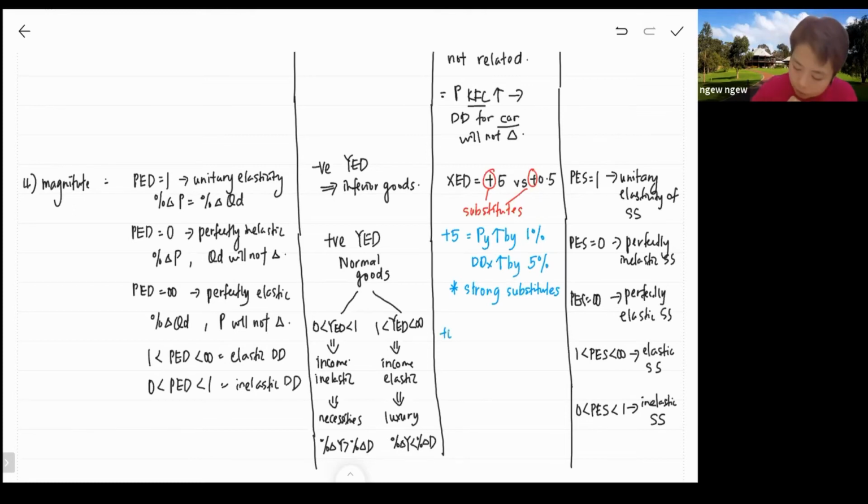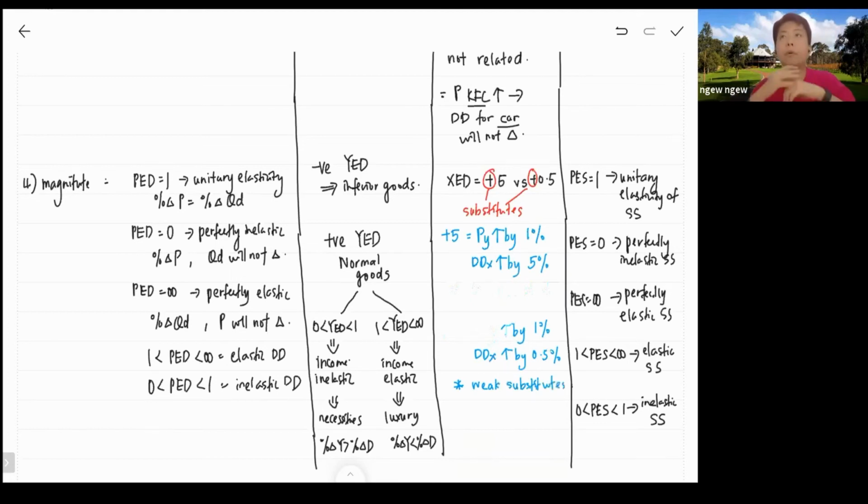Then when it is positive 0.5, based on this, price of Y increased by 1%, demand for X will rise by only 0.5%. So it shows that they are weak substitutes. For example, Rolls-Royce and Honda, they are targeted at different groups of users. Therefore, even when the price of Honda drops by 10% or whatever, demand for Rolls-Royce might not be affected much because they are considered very weak substitutes.